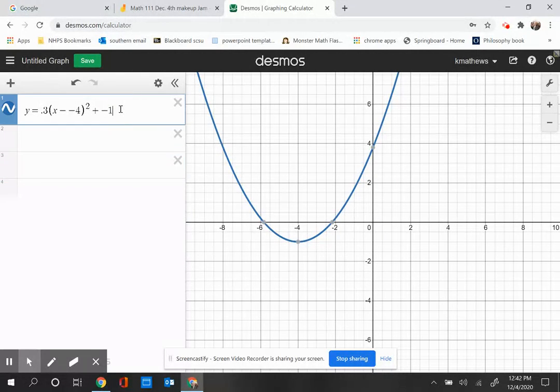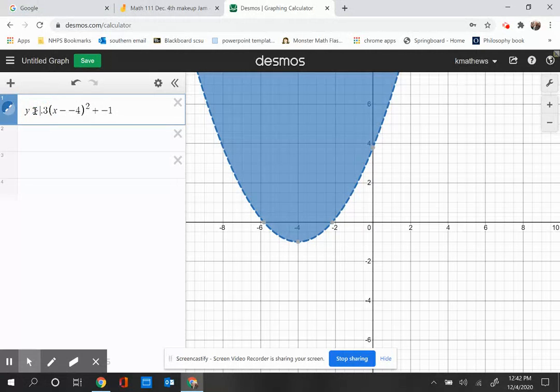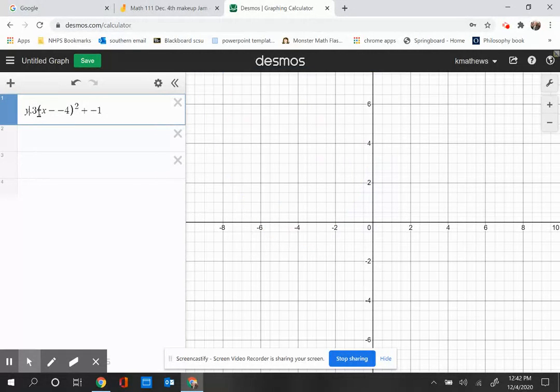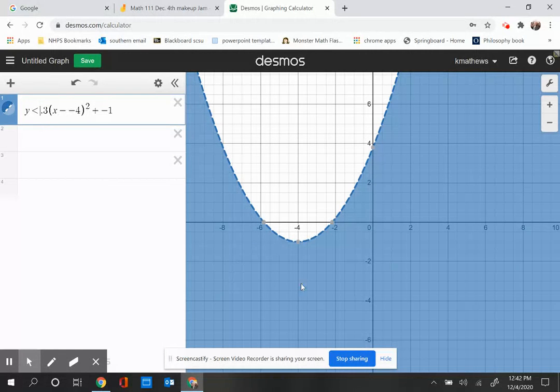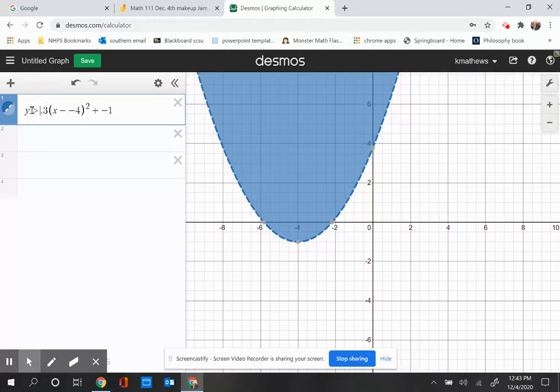All right, now if I want to shade upward, rather than having equals, I'm going to have greater than. And if I want to shade and get rid of the dash, I'll put greater than or equal to. If I want to shade downward, I'll have less than. Look at that. Everything underneath it is shaded. How about that? But I think I like it better when it's shaded upward. Greater than.